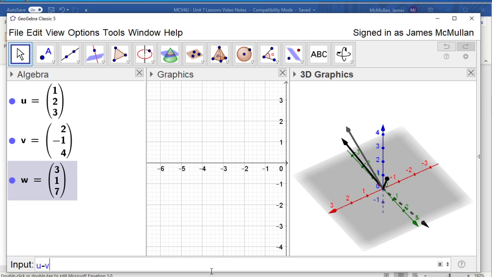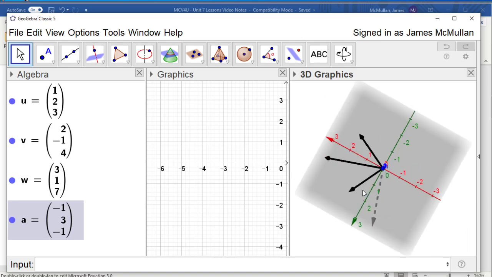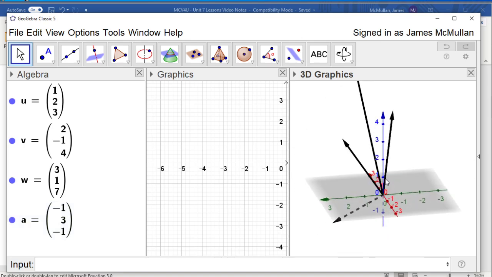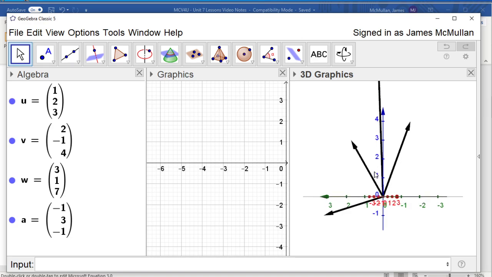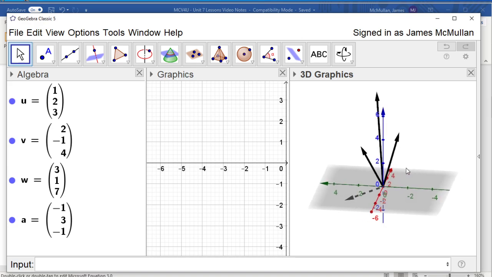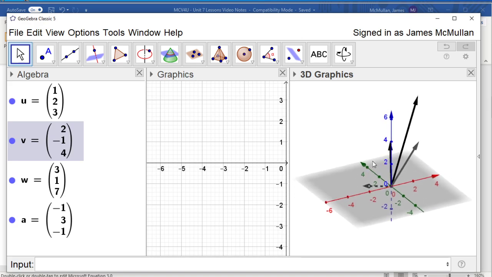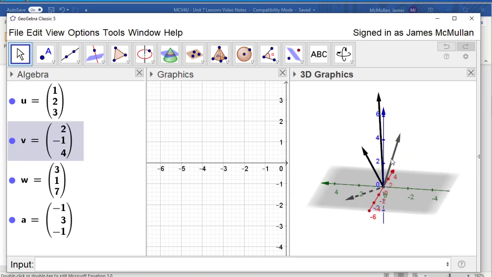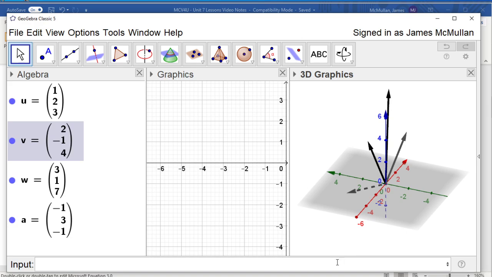So let's say we did u minus v, right? So now it comes up with this other vector that's going down. It's still a parallelogram, by the way. It's just kind of harder to see it, but there is a parallelogram here. Maybe I'll draw it out for you in a second. But how did it do this? It's simple. It did 1 take away 2, that gives you negative 1. 2 take away negative 1 is 3, and 3 take away 4 is negative 1, and it drew that.